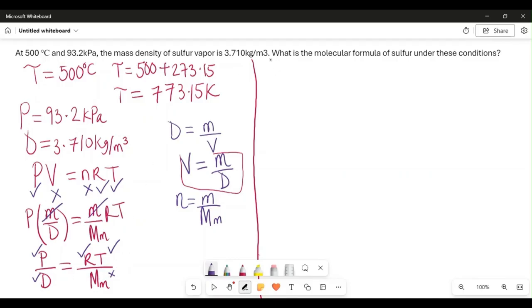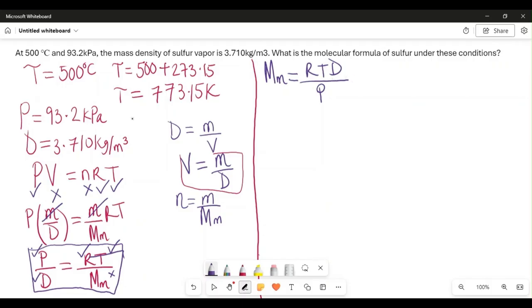So that would just mean rewriting all of this equation. P over d equals RT divided by molar mass. Rewriting this equation in terms of molar mass, we're going to end up having RTd divided by P. So basically, the gas constant times the temperature times density, all of that information divided by pressure.